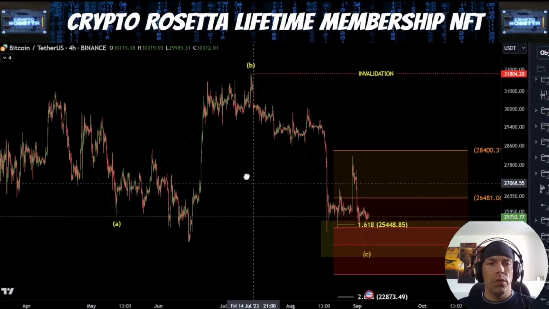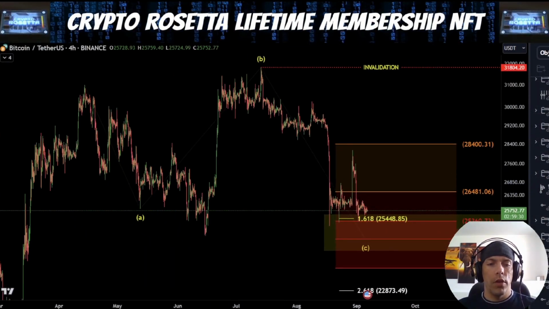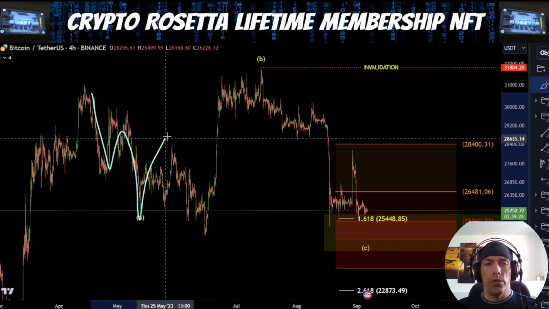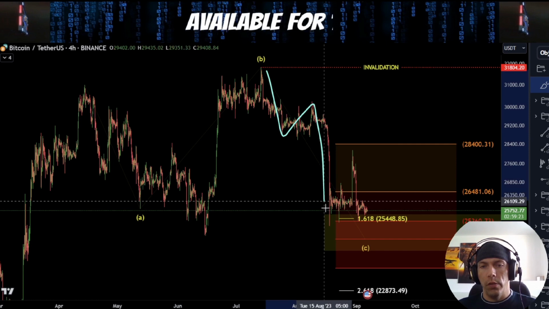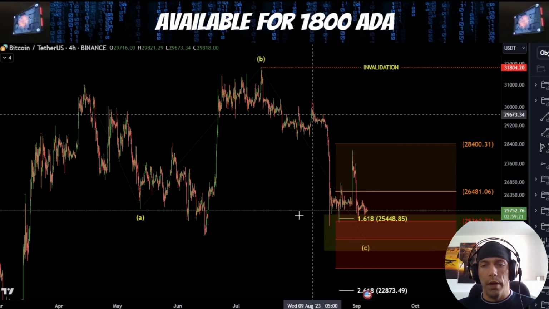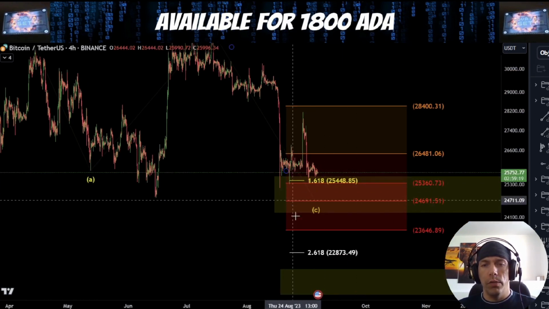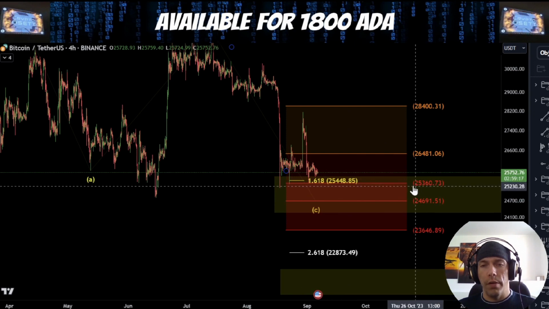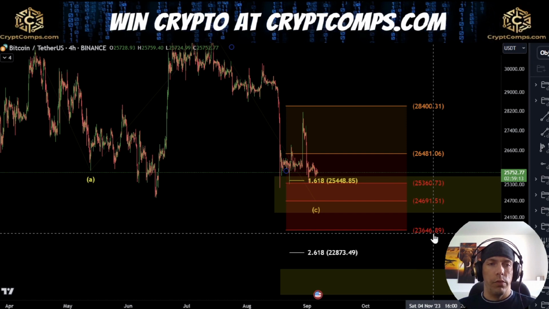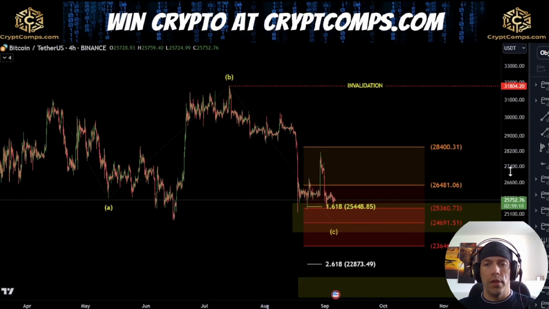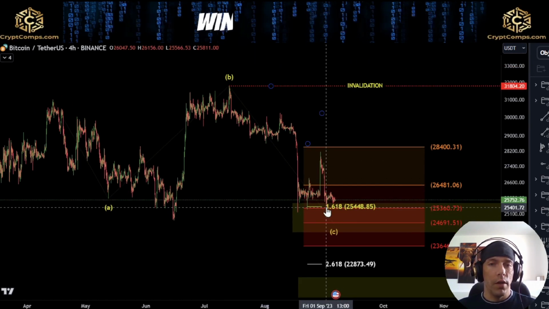Okay, so what we are still tracking here on the bigger picture is effectively a three-wave move to the downside, three-wave move to the upside. And what we're saying is that we have this as 1, 2, 3, 4, and 5. Now, the most common target area here that we look for the C wave is between this 25,360 and this 23,646.